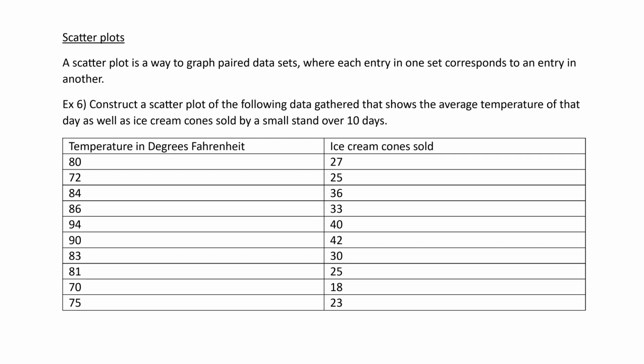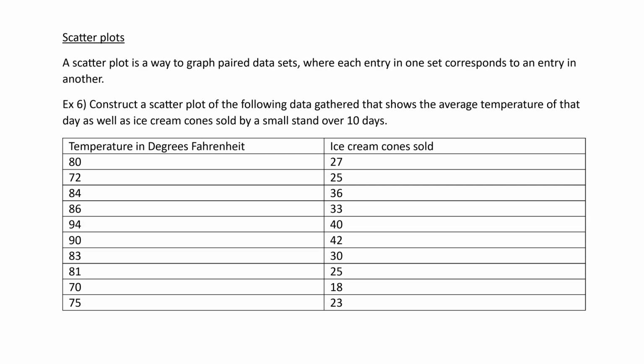So we're going to go over one more type. That's going to be scatterplot. A scatterplot is a way to graph paired data sets, where each entry in one set corresponds to an entry in another. So basically you have two different sets of numbers and they're linked in some way. So let's take a look at an example. Construct a scatterplot of the following data gathered that shows the average temperature of that day, as well as ice cream cones sold by a small stand over 10 days.